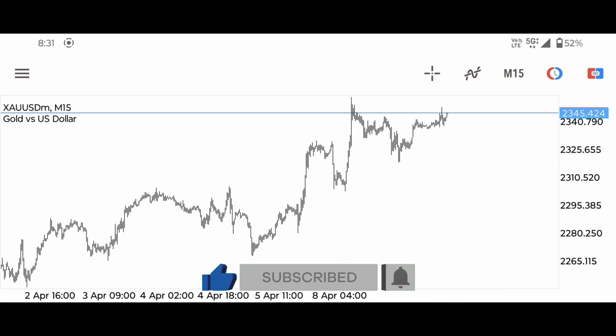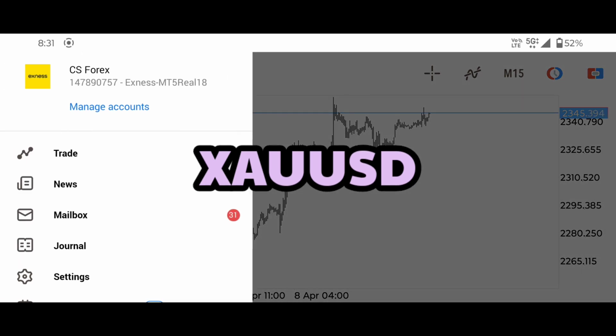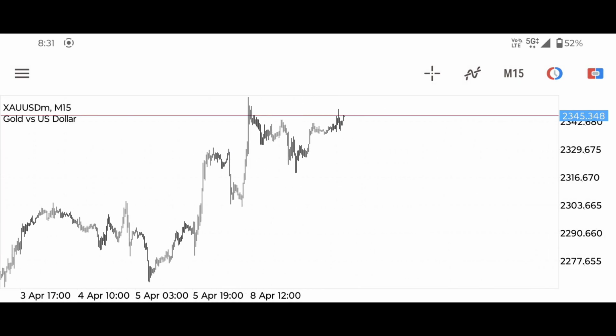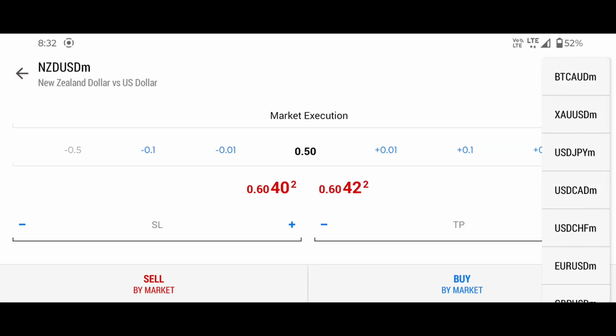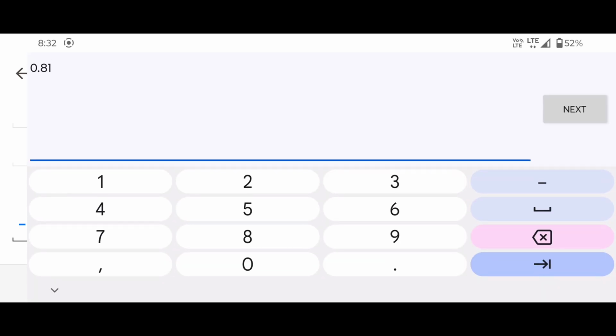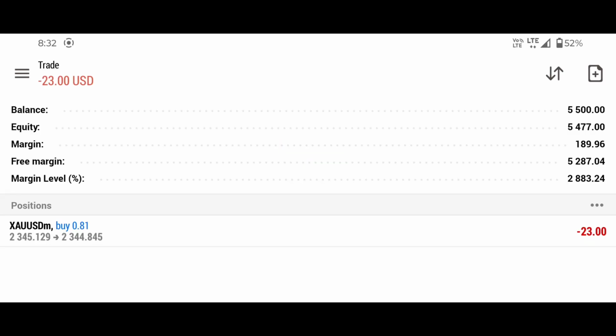Today we are going to apply a buying trade in gold versus US dollar, through which we will earn good profit. This trade will show you how to capture a good move through price action, because the market always repeats the price action pattern over and over again. You will see this after applying all the trades.